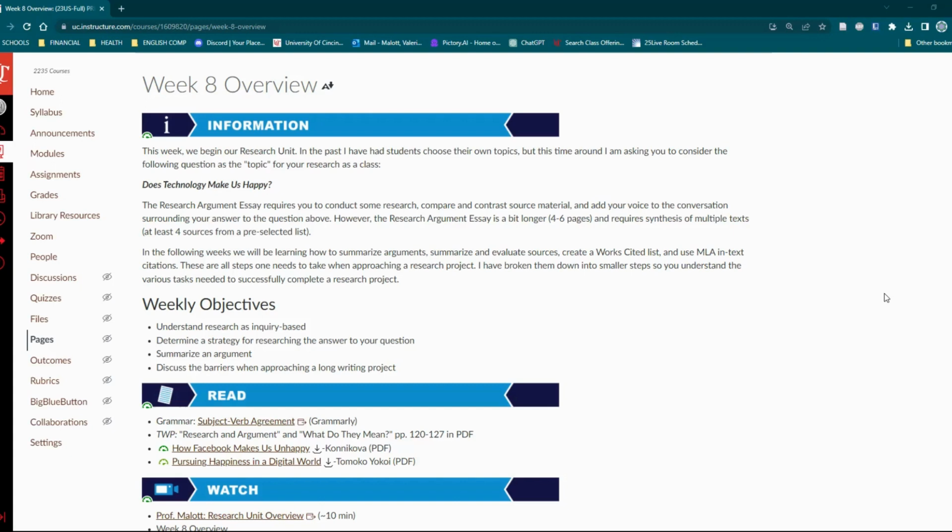So these are all the steps that you need to take when you're approaching a research project. I've broken it down into some smaller, simpler steps so you understand what's involved when it comes to successfully completing a research project. The objectives for this week are to understand research as inquiry-based, to determine a strategy for researching the answer to your question, to summarize an argument, and to discuss any barriers when approaching a long writing project.